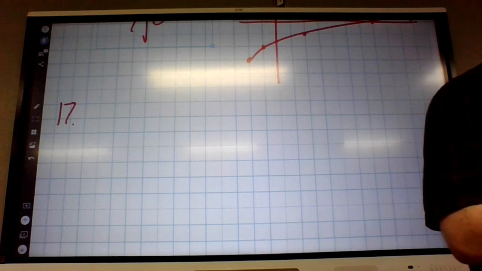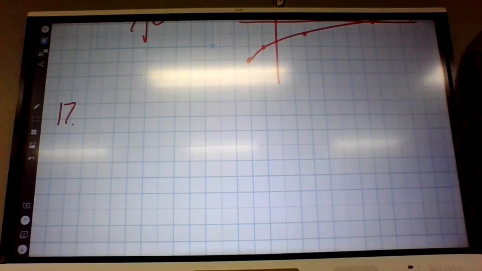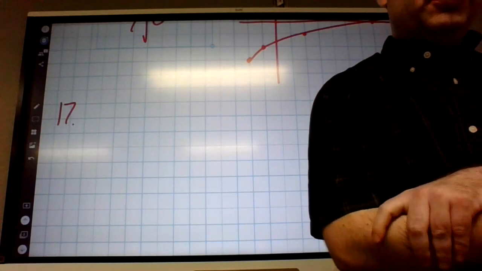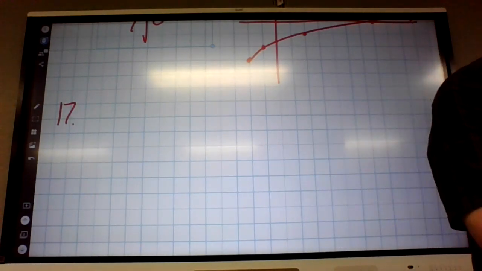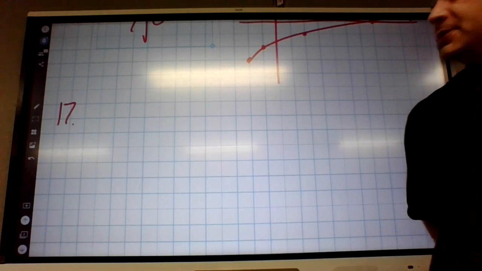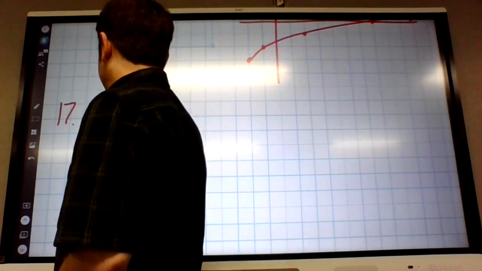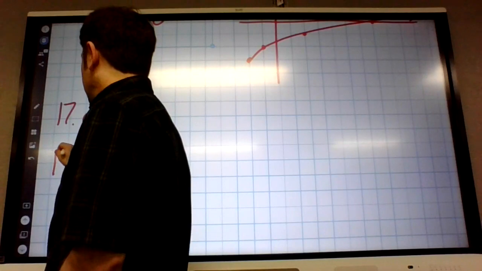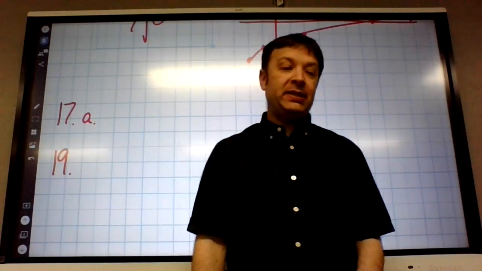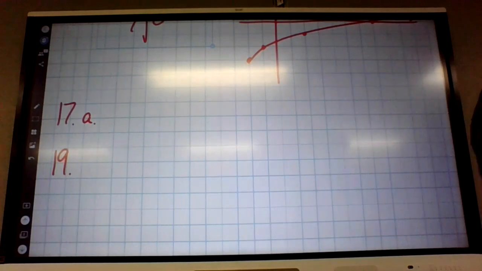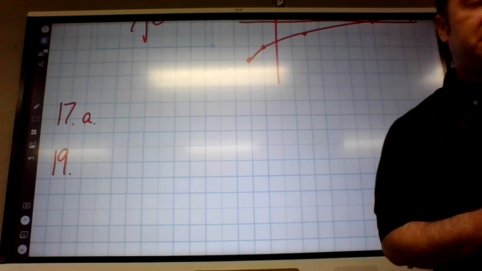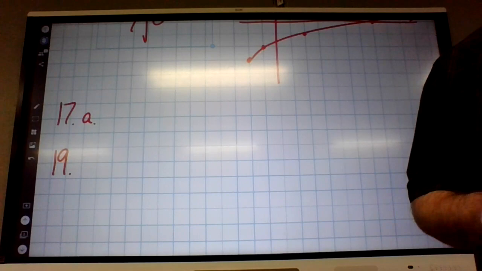So A, B, C, D, E, F. Which of those would be the graph of square root of x, the basic one? A. It starts at 0, 0, and then it goes up after that. Okay, 19. What is that plus 2 going to do to the graph? How's that going to move the graph? Left 2. Okay, 18 is up 2, but 19 is left 2. So which graph is moving left 2? D.